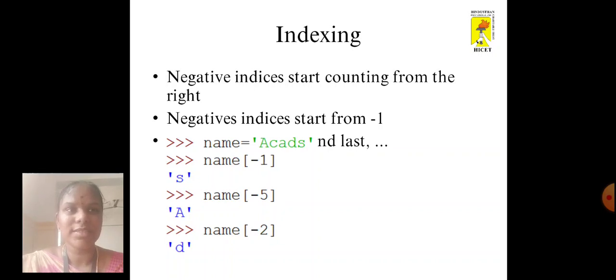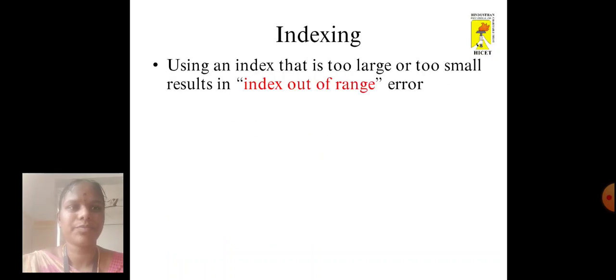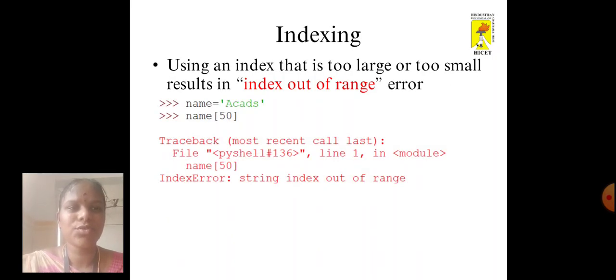Negative indices are also available in strings. Negative indices start from -1. In this example, you can see that in ACADS, the last character has negative index -1, and it continues -1, -2, -3, up to the starting point of the string. Using an index that is too large or too small results in out of range, so it shows the error: string index out of range.